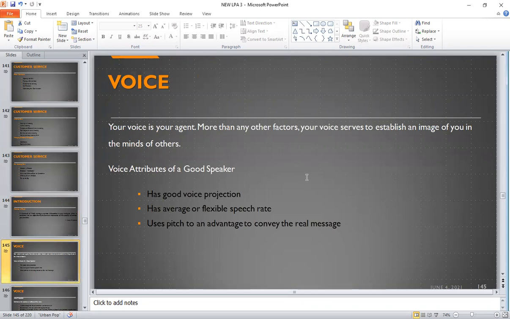So earlier I talked about the voice. So this is what we're going to talk about. Your voice is your agent. More than any other factor, your voice serves to establish an image of you in the minds of others. Again, because they cannot see you. So voice attributes of a good speaker, like what I discussed earlier: has good voice projection, has an average or flexible speech rate, uses speech to an advantage to convey the real message, knowing where to put the stress and where to use your intonation. Okay, so there.